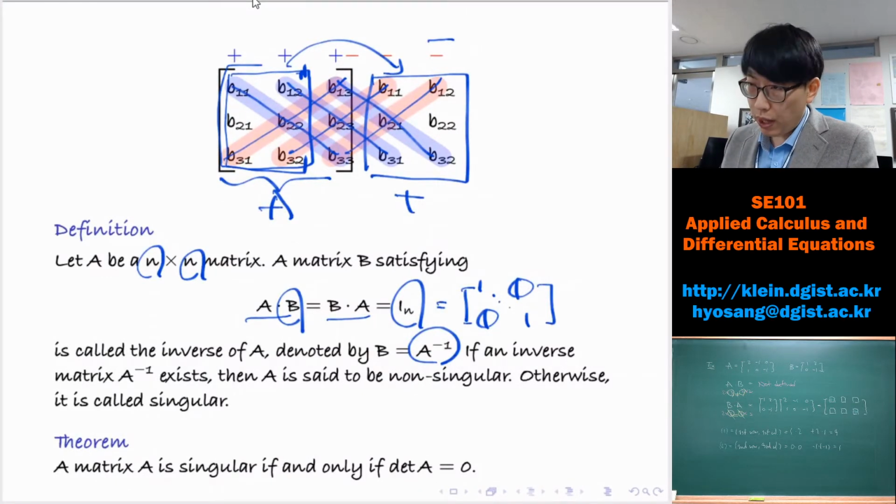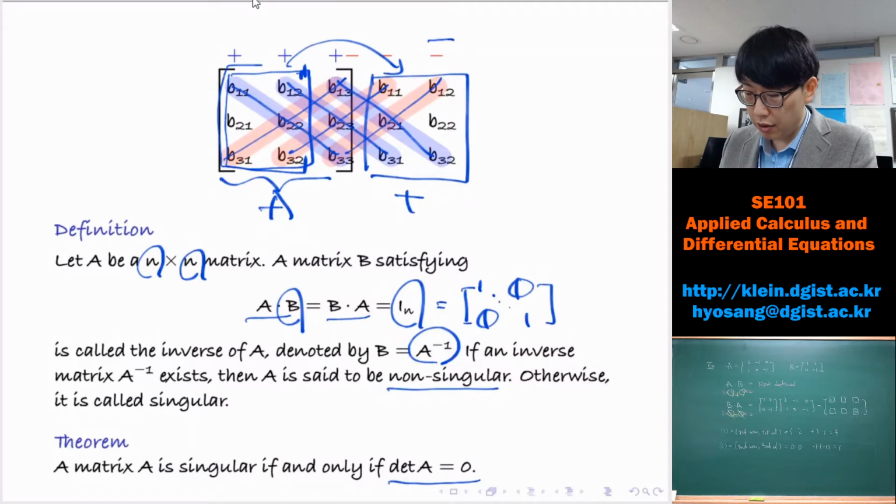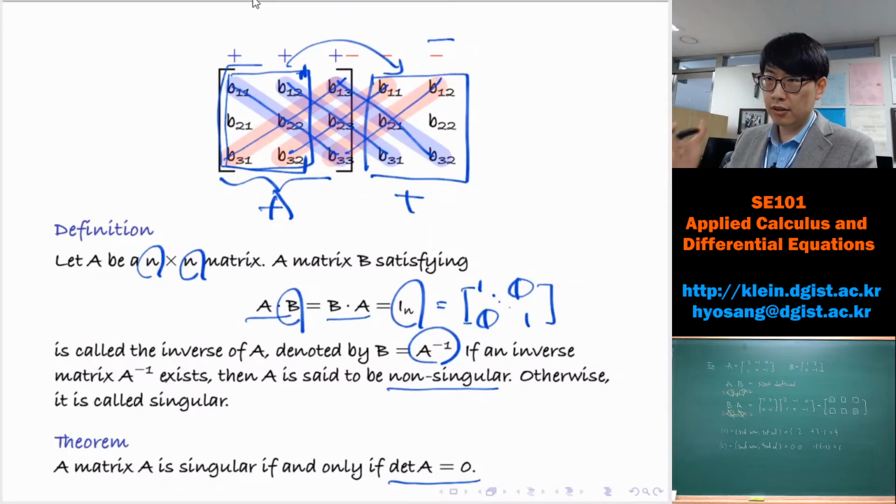And when does the matrix A have an inverse? It's if and only if the determinant of A is non-zero. If you have an inverse matrix, it's called a non-singular matrix. If it doesn't have an inverse, then it's called singular. So the theorem says that the equivalent condition that the matrix does not have an inverse is when the determinant of the matrix is 0.